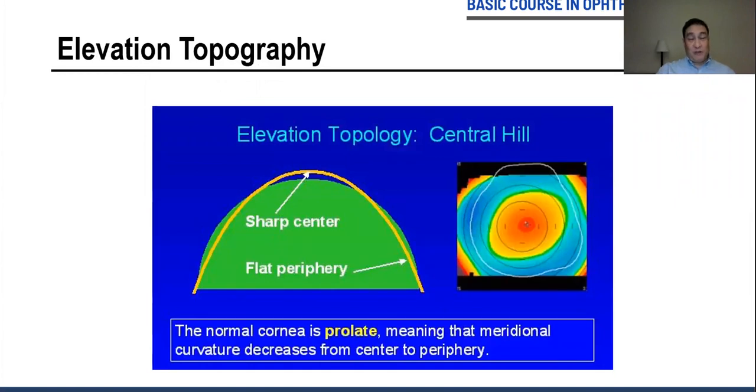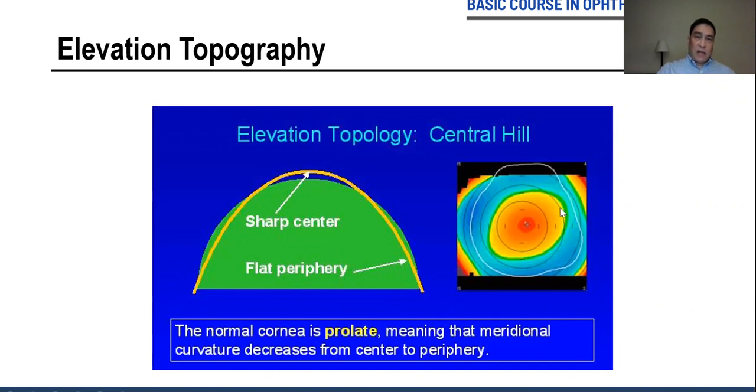Now, to confuse things further, but which you need to know, we will now talk about elevation topography. Elevation topography talks about the corneal shape in reference to a reference shape. For example, in this image, the yellow part refers to the cornea against a particular shape, which is the green, or a sphere. You will see that some parts of the cornea will be below the reference shape, and some parts will be above the reference shape.